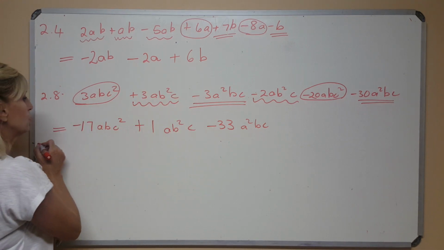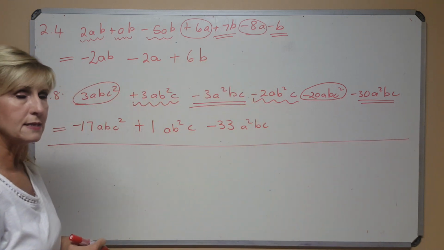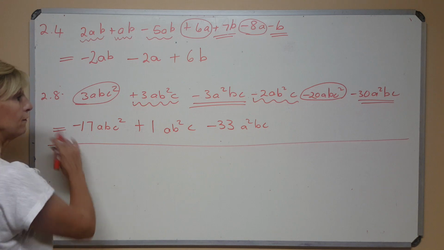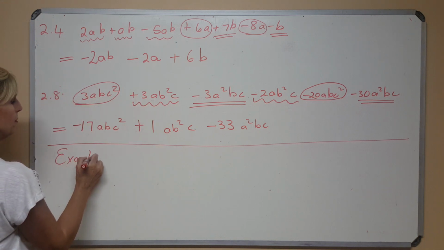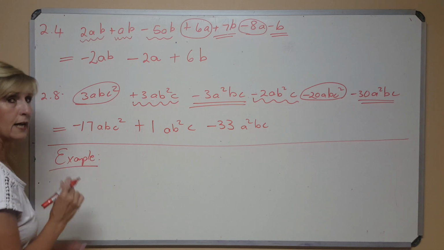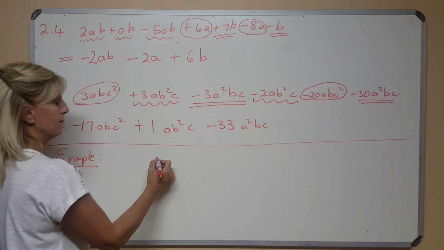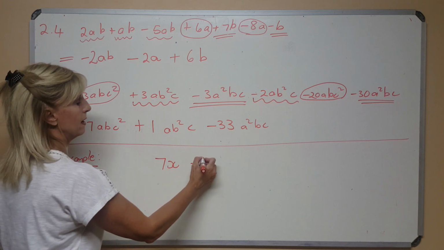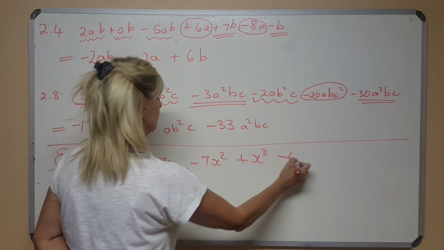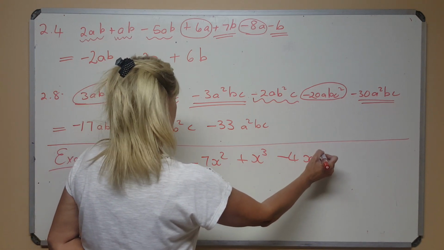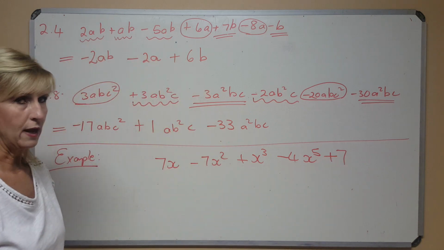Then I want to get to writing answers in ascending and descending form. So if you write a question like this, let's do another example so that you can carry on and do these like terms. If your answer is written like 7x minus 7x squared plus x to the third minus 4x to the fifth plus 7, there's nothing to add.